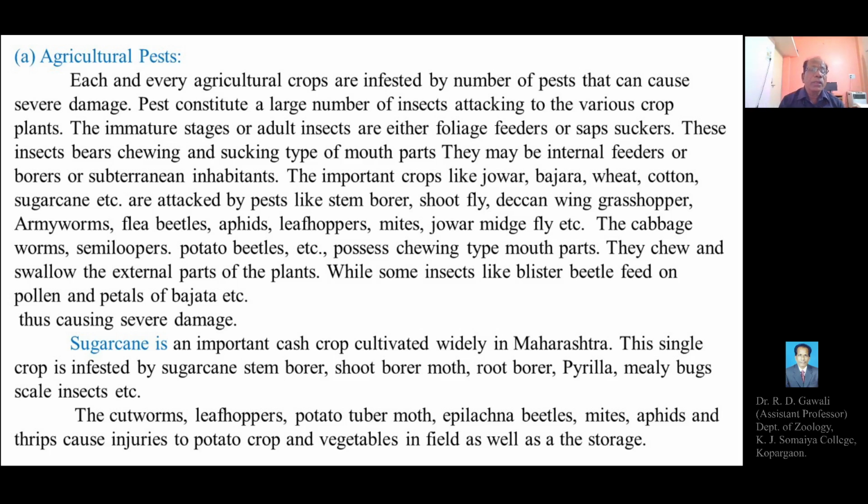The cutworms, leaf hoppers, potato tuber moth, Epilachna beetles, mites, aphids, and thrips cause injuries to the potato crop.